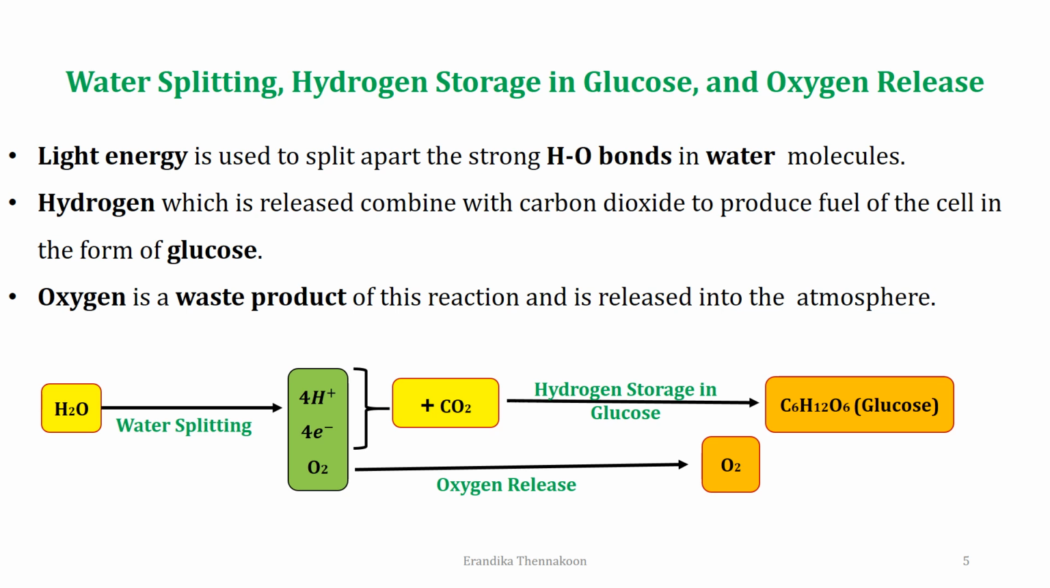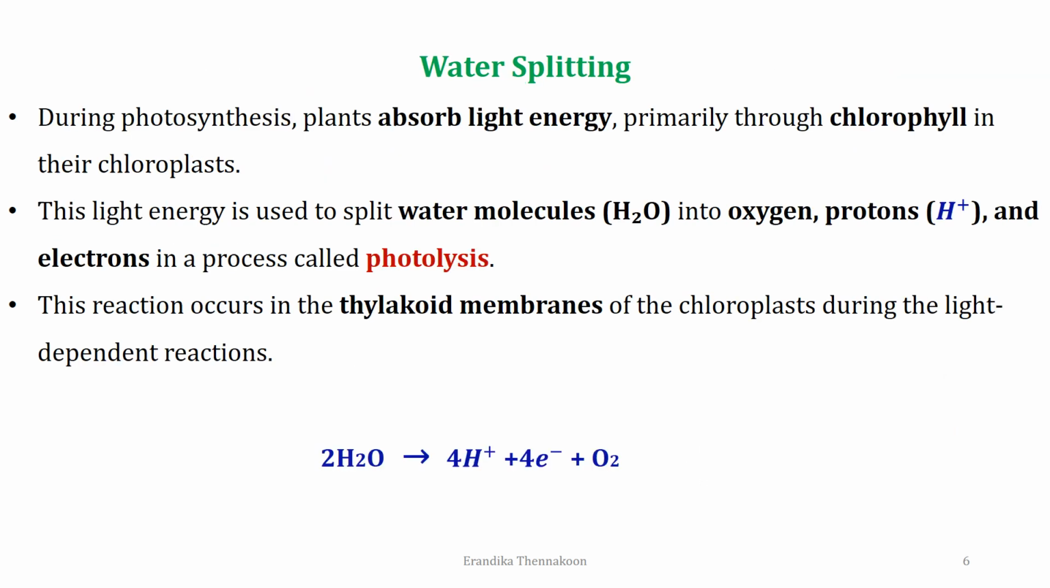So, in a sense, the light energy is used to capture hydrogen from water and store it in the form of glucose. Oxygen is created when water is split, and this is released by the plant into the atmosphere. This release is essential for all living organisms.